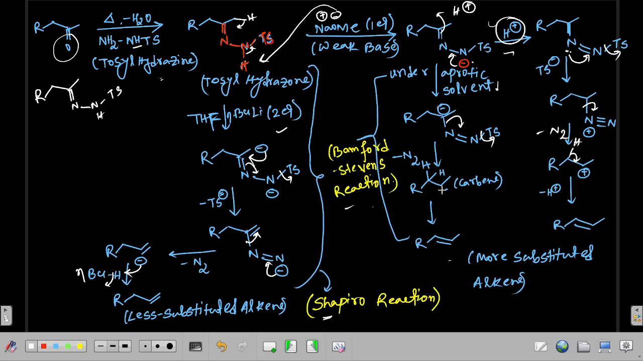Now this carbene will undergo the hydrogen insertion reaction, that is, this carbene lone pair will take this hydrogen, and it leads to the removal of this hydrogen, and it leads to the formation of this alkene. So it will form this more substituted alkene.